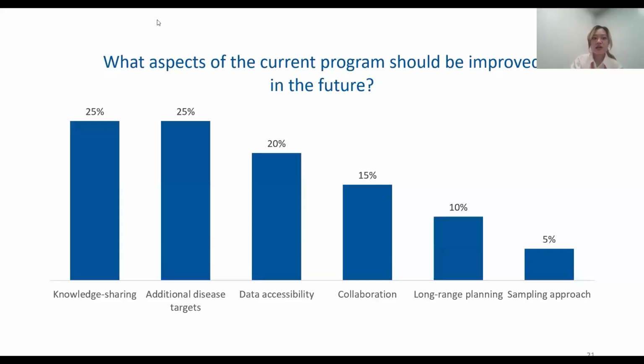After identifying that, we wanted to see what aspects of the current program can be improved and what we can extend to. In terms of the responses, we saw a lot of interest in knowledge sharing, additional disease targets, which I'm happy to say that we have achieved, data accessibility, collaboration, long-range planning, and sampling approach. Next slide.